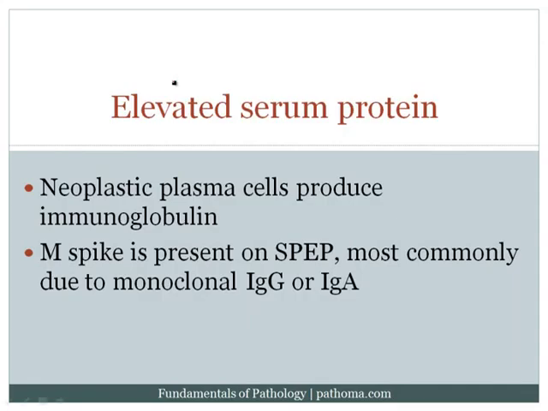Now, in addition, the plasma cells of multiple myeloma will produce immunoglobulin, and when they first produce immunoglobulin, there will be an elevated serum protein. When you have a patient that has an increased serum protein and you can't determine the cause, one ancillary test that's particularly useful is called a serum protein electrophoresis, or an SPEP.